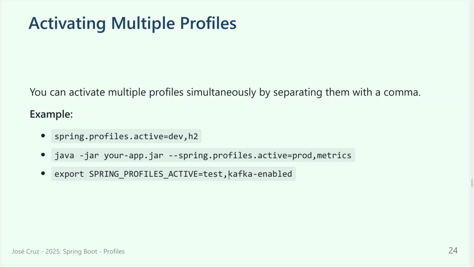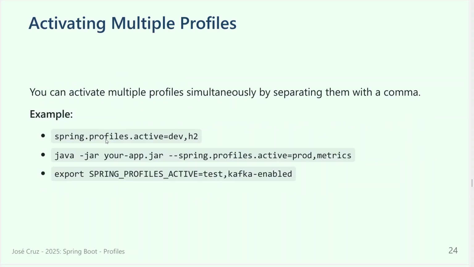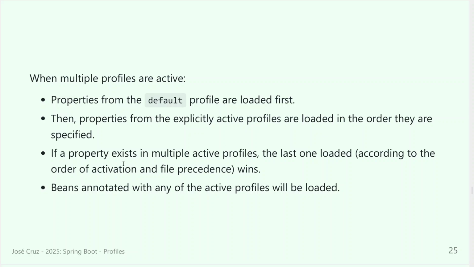Okay, I hope that was clear, because I think it's one of the most important concepts and the best advice that I can give you about profiles. So when multiple profiles are active, properties from the default profile are loaded first, meaning all the beans that are not marked with a profile. Then properties from the explicit active profiles are loaded in the order they are specified. Meaning in this case it will be dev and then H2, in this case prod and then metrics, and so on. If a property exists in multiple active profiles, the last one loaded according to the activation will prevail.